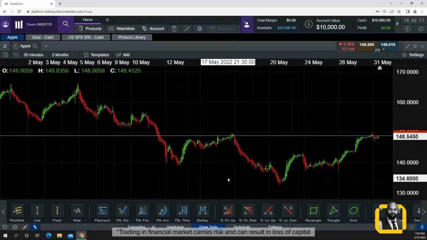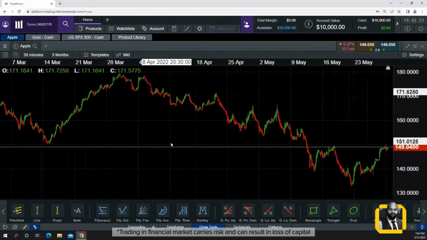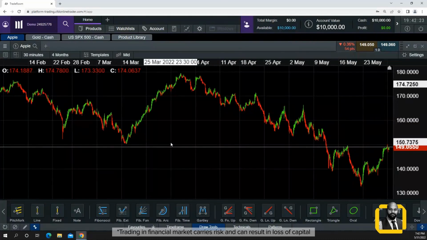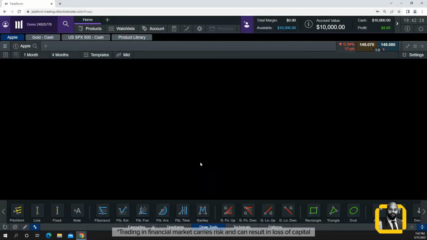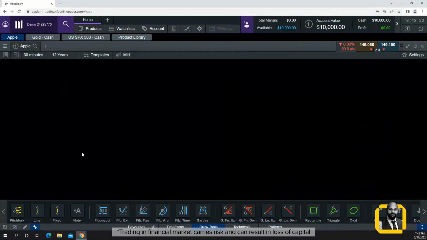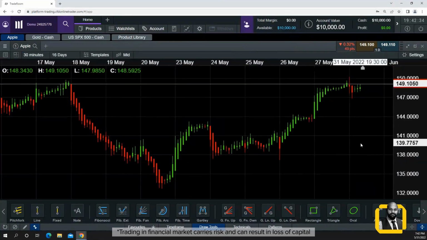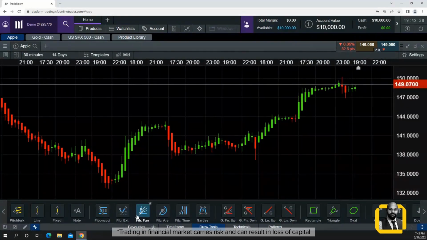Now, can you see on 30 minutes, Apple has given a lot of significant moves. Now, the lower the time frame, the higher the moves. When you go to a higher time frame, like a monthly time frame, you see few swings. When you come to a 30-minute time frame, you see more swings over here. But that's okay. Now let's look at the last couple of swings that have happened.